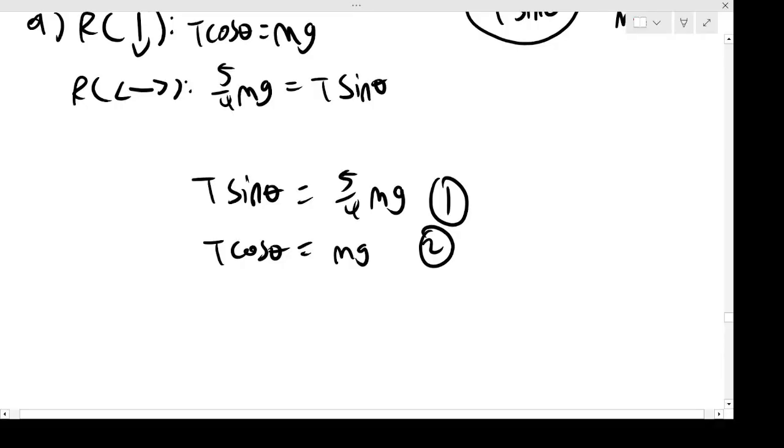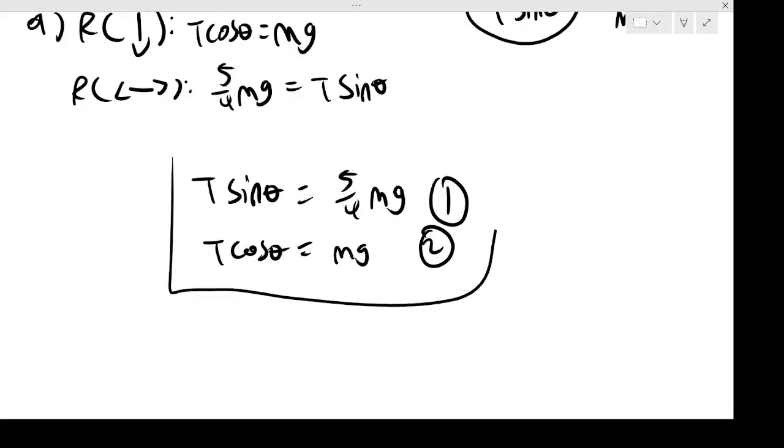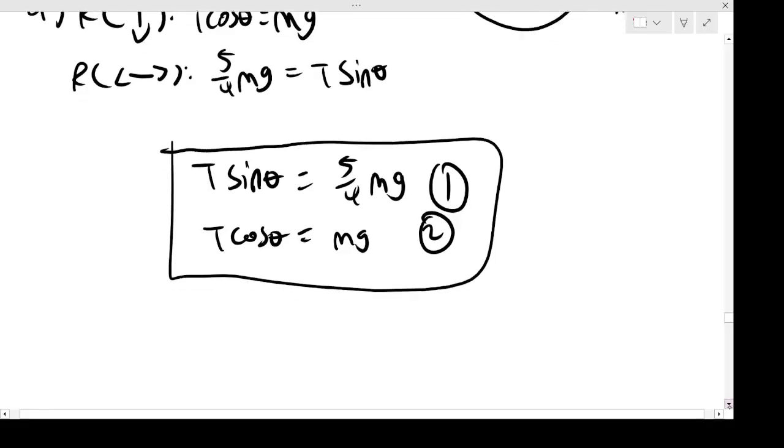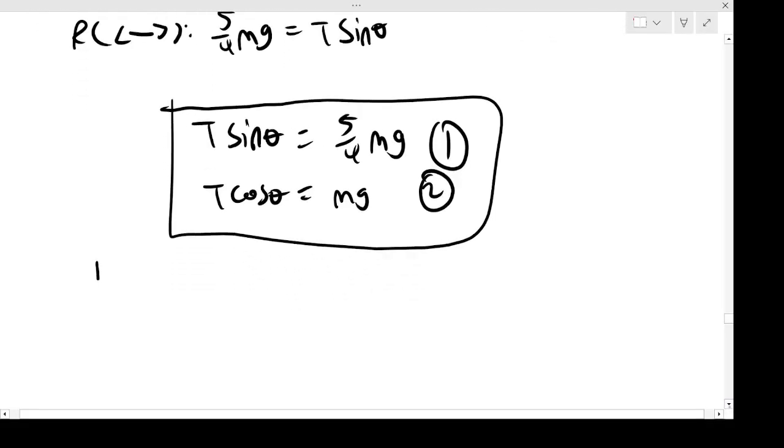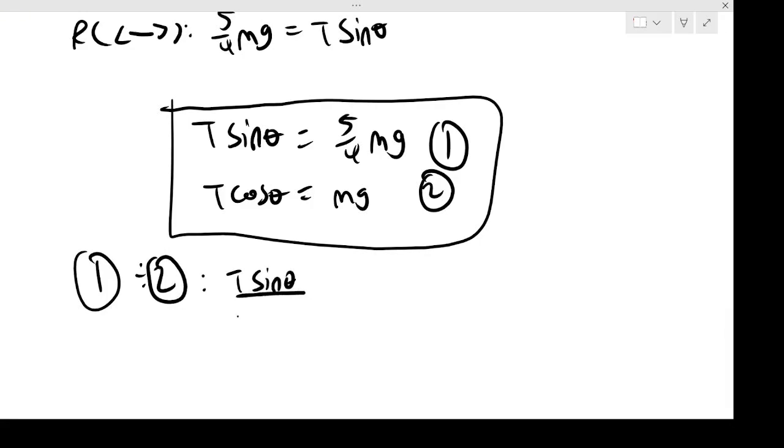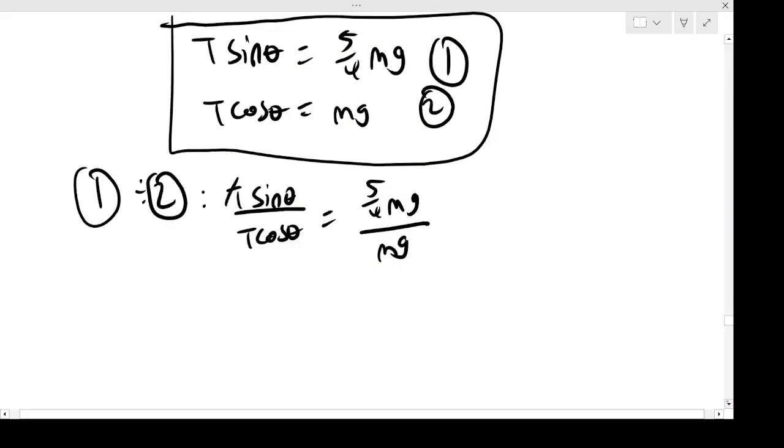So we need to find, preferably, both of them, T and theta. I think the easiest one to start with is actually theta. Hopefully you can spot what we can do to these two equations to solve for theta. We can divide them, right? So T sine theta divided by T cos theta would be 5/4 mg divided by mg. The T's on the left cancel, and then we're left with sine over cos, which comes to tan theta. That's my identity, right? Sine over cos is tan. And then the mg's cancel here as well. So quite nicely, tan theta is 5/4.